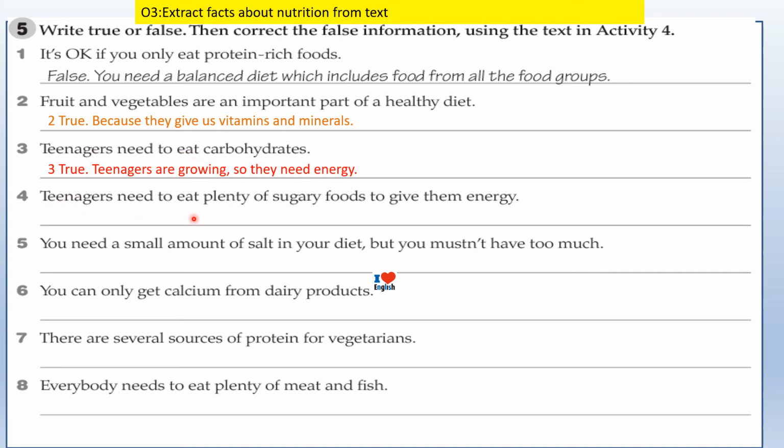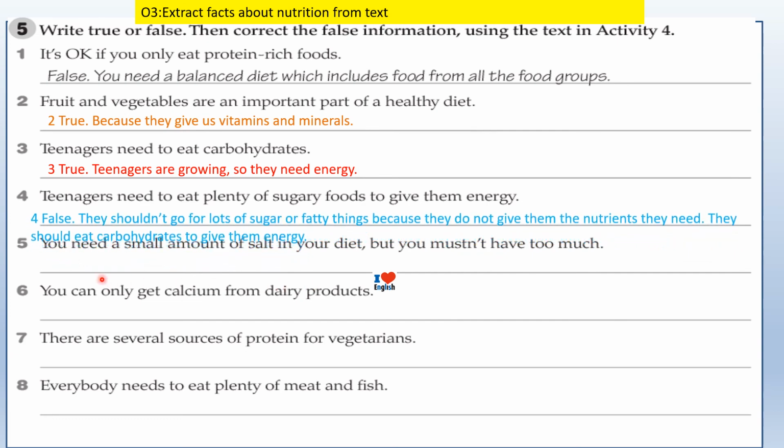Teenagers need to eat plenty of sugary foods. Sugary foods to give them energy? No, sugary foods are a very unhealthy type of food. If you need energy, you go for carbohydrates. So that's false. They shouldn't go for lots of sugar or fatty things because they don't give them the nutrients they need. They should eat carbohydrates to give them energy.